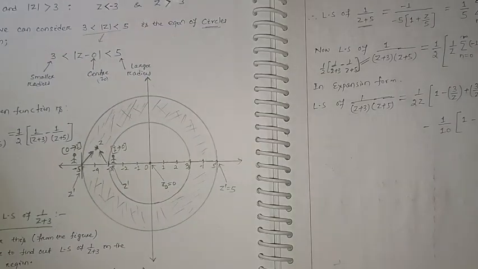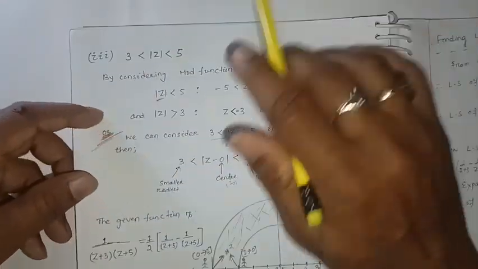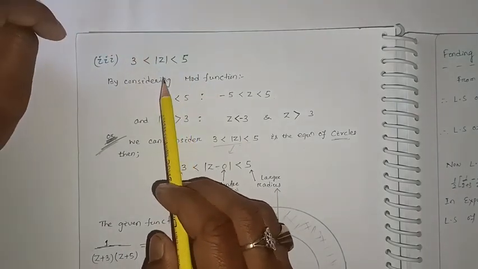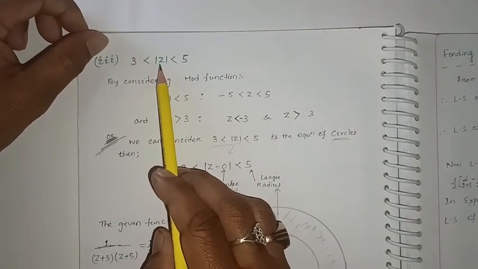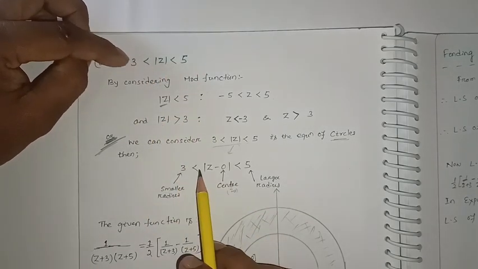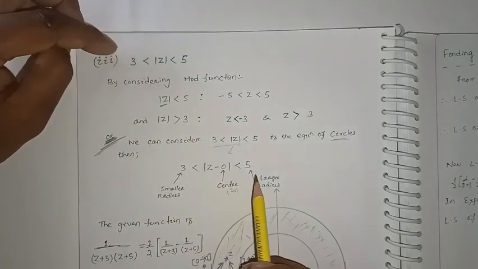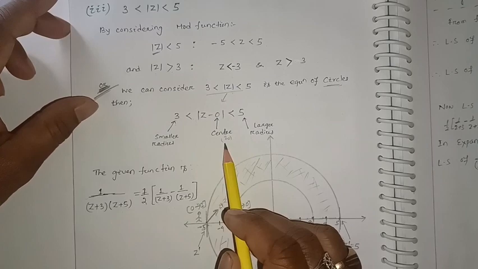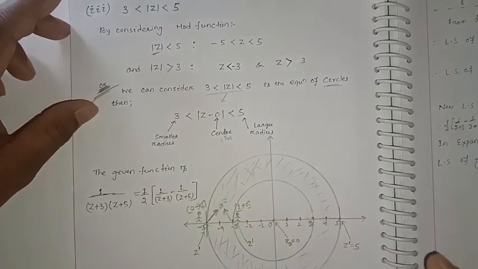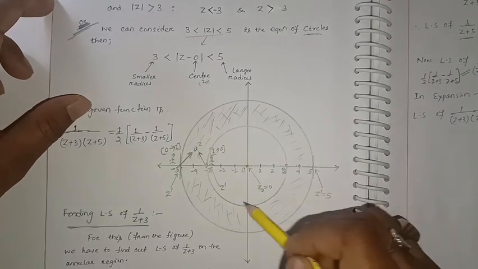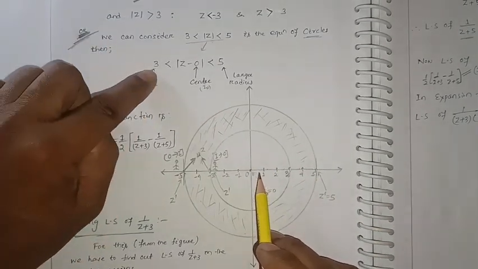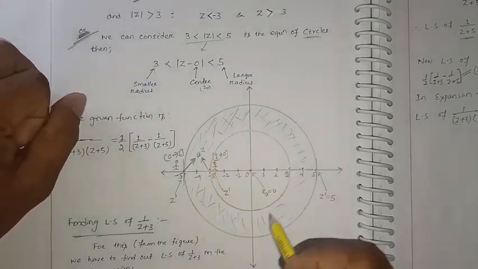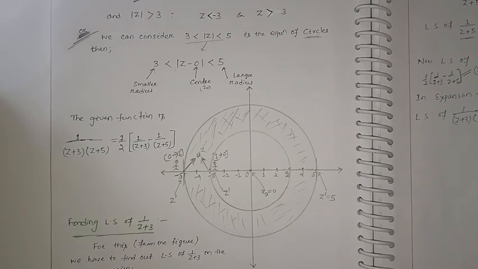Then consider the region between 3 to 5. Using the circle equation method, this can be written as 3 less than mod of z minus 0 less than 5. That means this represents the center of the circle, the so-called z0. This is the larger circle and the smaller circle. By considering z0 at 0, we draw a circle with radius 3, that is the smaller radius, 1 2 3, and the larger radius is 5. After that, we found the region where we have to find the Laurent series.